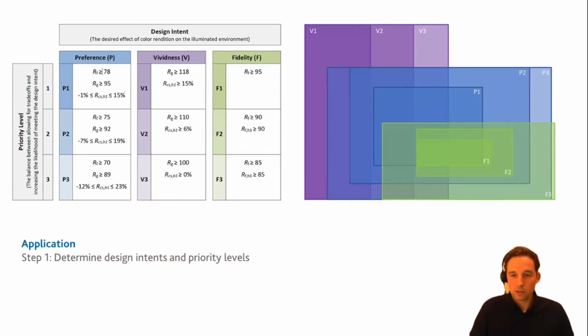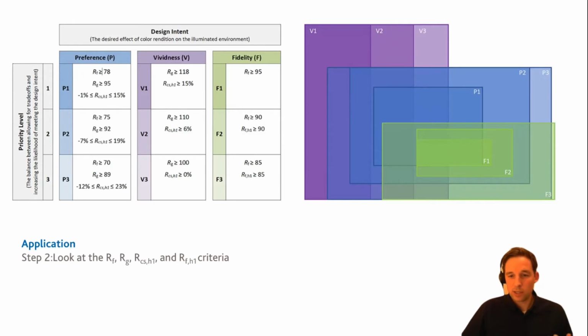So we determine the design intents and priority levels. We may choose a preference P1, we may choose a vividness V2. And if we look on the chart on the right, the P1 and V2 overlap, and the only fidelity we can choose for that is F3. So when we look at P1, V2 and F3, we get some success criteria within the priority levels and design intent chart on the left-hand side.